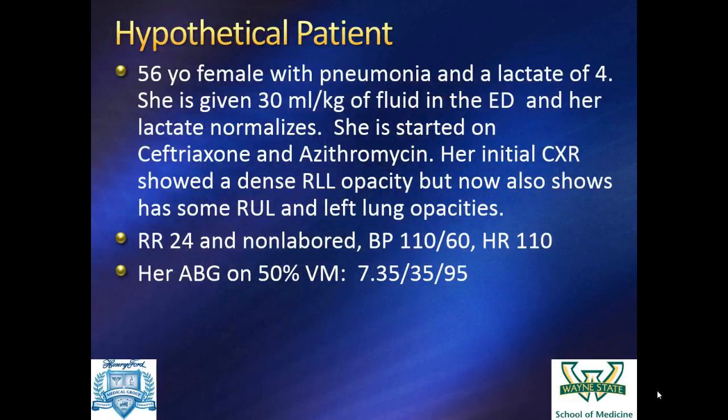So here's the first of your questions. A 56-year-old woman with pneumonia and a lactate of 4 comes to the ED. She's given 30 mLs per kilo of fluid in the ED, and her lactate normalizes. She's started on ceftriaxone and azithromycin for community-acquired pneumonia. Her initial chest x-ray showed a dense right lower lobe opacity, but now also shows some right upper lobe and left lung opacities. Respiratory rate's 24 and non-labored. She's normotensive but tachycardic, and her ABG on a 50% Venturi mask shows a PO2 of 95 and no significant respiratory acidemia.